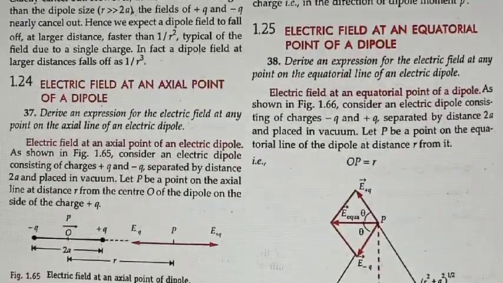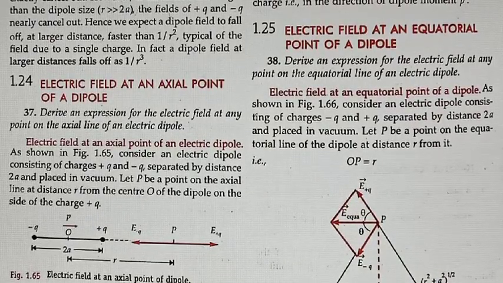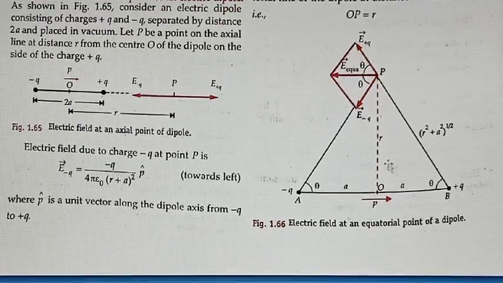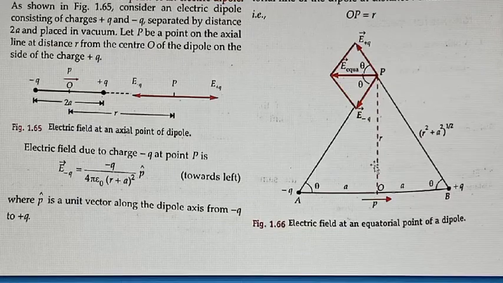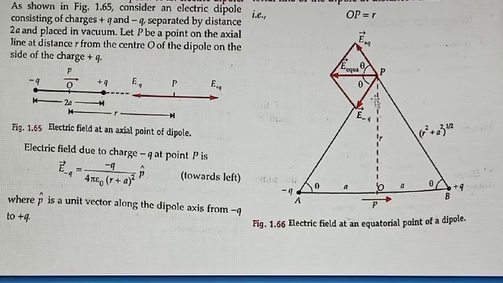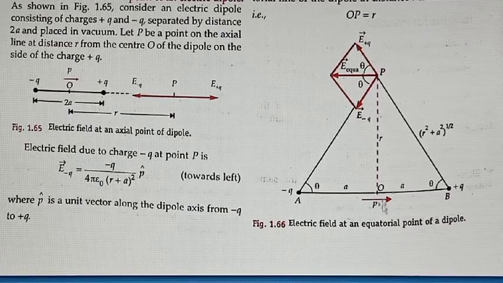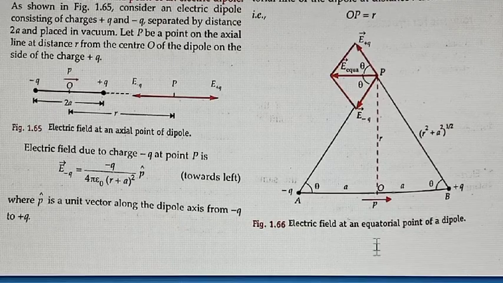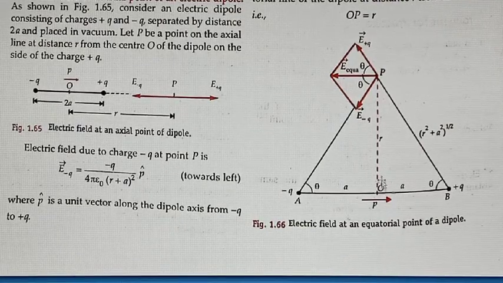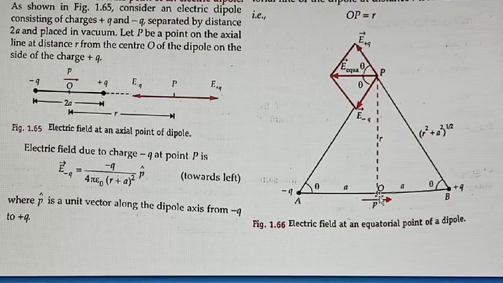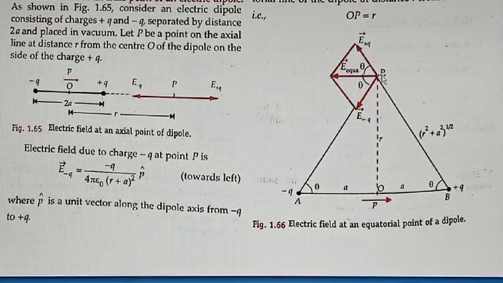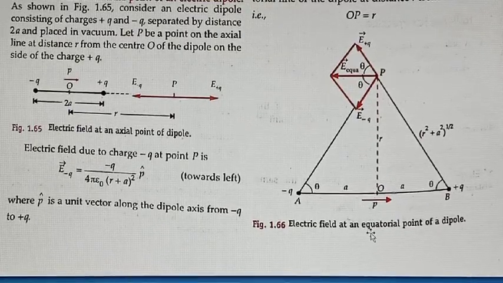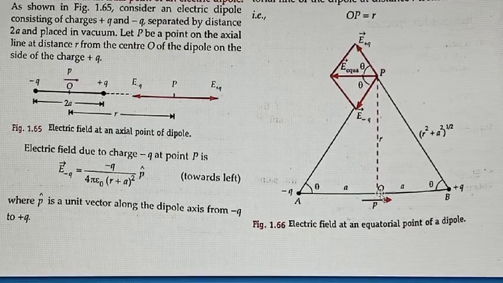Next is electric field at an equatorial point. Now this is the equatorial line. You have to consider this point P here on this equatorial line. Fine. So O is the center of the dipole.